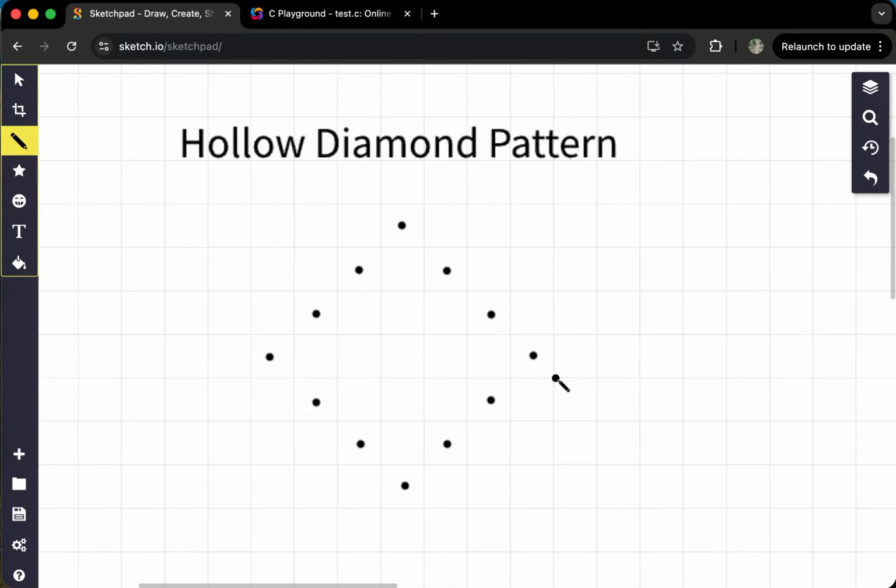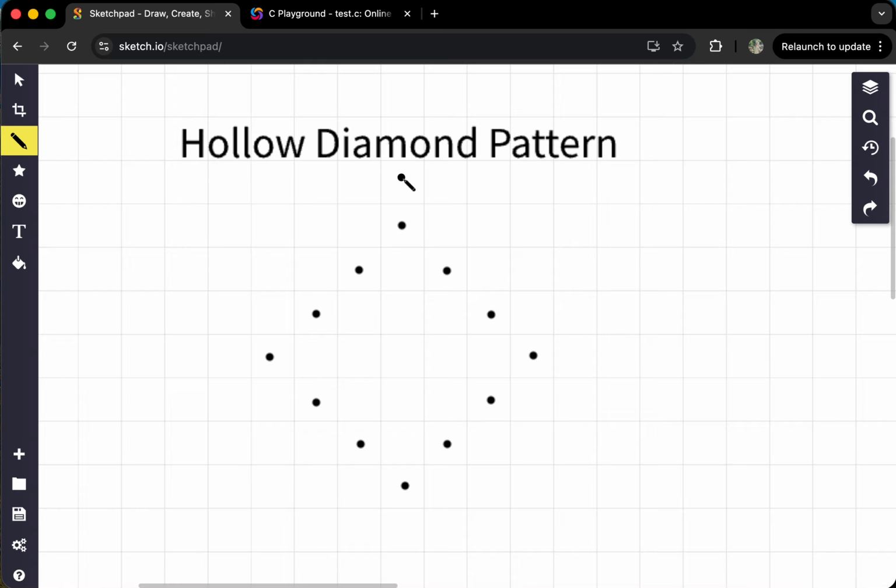Everyone. Today let's see how to print hollow diamond pattern using C programming. For this problem, we will take n as input and the height of our diamond pattern will be 2 into n plus 1. So the height is 2 into n plus 1 and the width of the diamond pattern will also be 2 into n plus 1. So let's see how to print this.